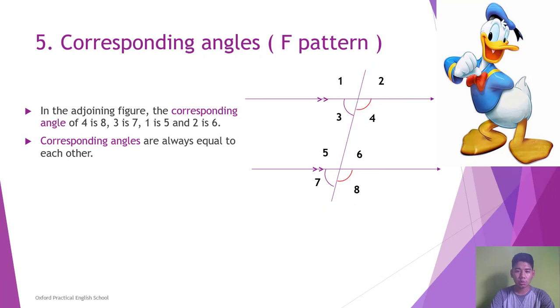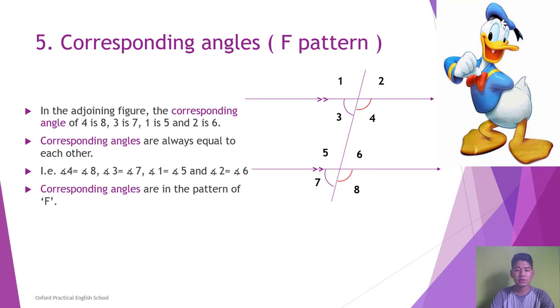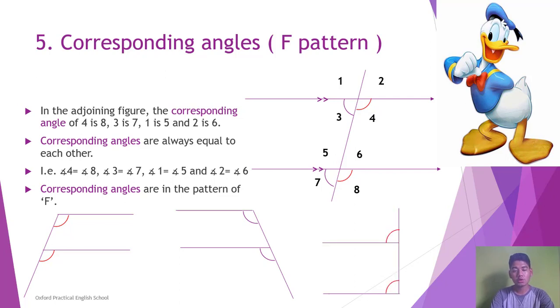Corresponding angles are always equal to each other. That is, angle 4 is equal to angle 8, angle 3 is equal to angle 7, angle 1 is equal to angle 5 and angle 2 is equal to angle 6. Corresponding angles are in the pattern of F. Some of the examples of corresponding angles are: corresponding angles could be formed in pattern like this, which looks like F. Corresponding angles could also be formed in pattern like this, which looks like an opposite F. Corresponding angles could also be formed in pattern like this.